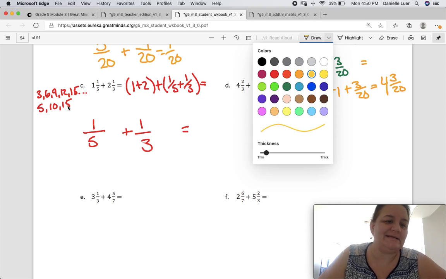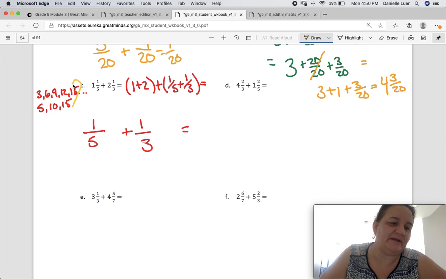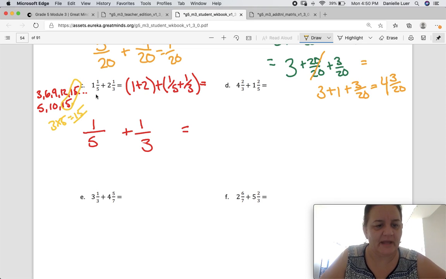Well, honestly, I think we could have just multiplied our denominators that time and gotten the same number. 3 times 5 equals 15. Okay, but that just takes practice.